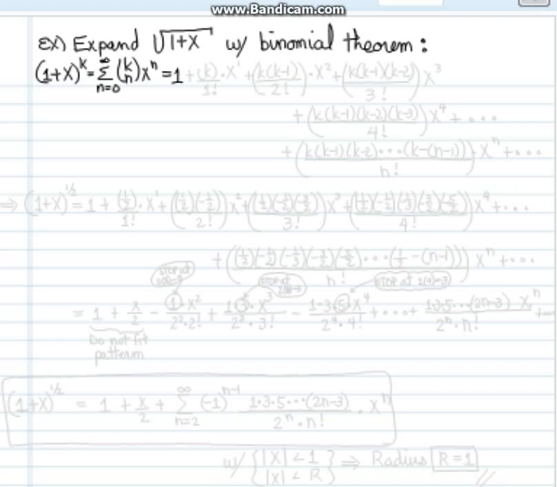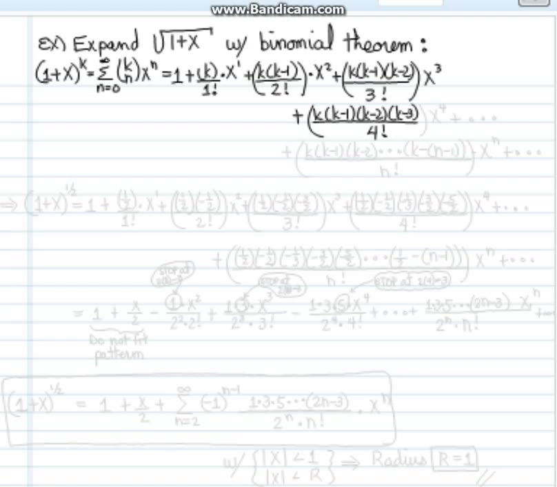If we expand that, the first term will be 1. The second term will be k over 1 factorial times x to the first. The next term will be k times (k minus 1) over 2 factorial times x to the second, plus k times (k minus 1) times (k minus 2) over 3 factorial times x to the third. Plus k times (k minus 1) times (k minus 2) times (k minus 3) over 4 factorial times x to the fourth.